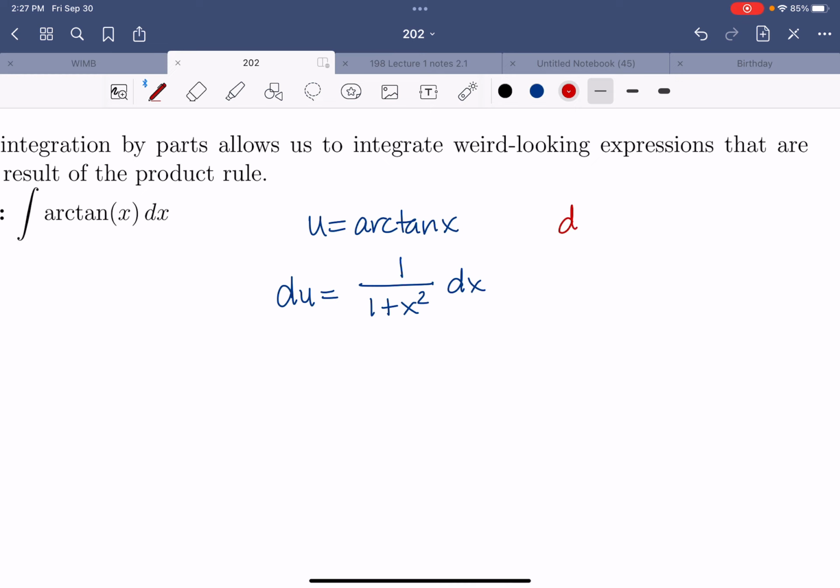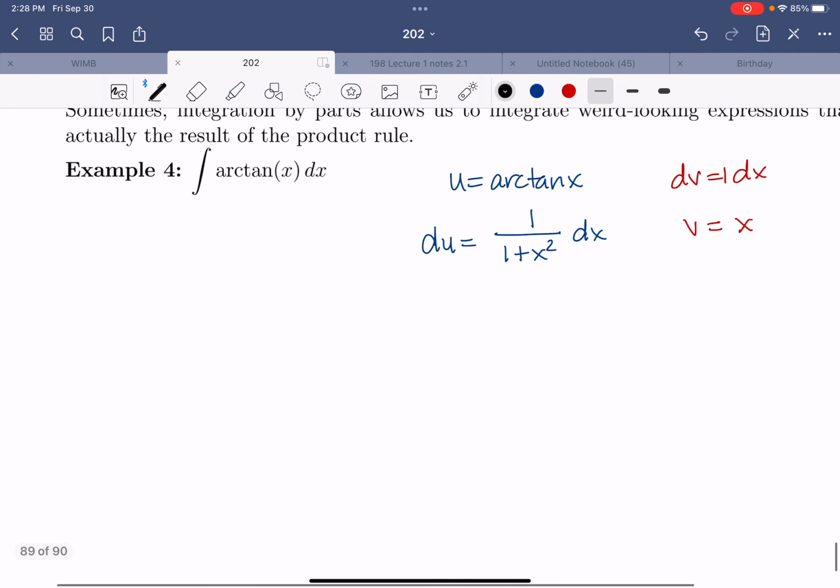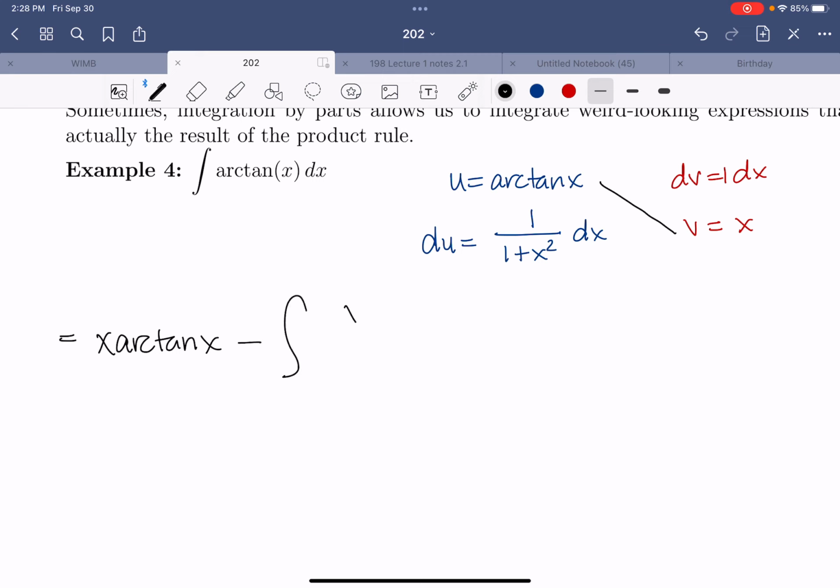Then the only thing left to be my dv is the dx. Antiderivative of v. Sorry, v is the antiderivative here. And we're going to pretend there's a 1 there because there is. There's an unwritten 1 right there. And so we want the antiderivative of that, which is just x. So my v is going to be x. And that tells me that I'm going to have the integral of these two multiplied together. So x arctan x, minus the integral of x over 1 plus x squared dx.